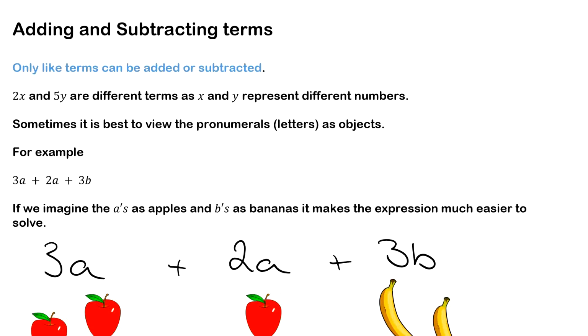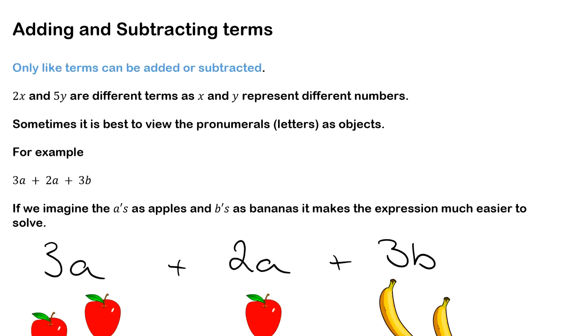In this video, we are going to cover adding and subtracting terms. So when you're adding and subtracting terms, you can only add or subtract what we call like terms. For example, if we had 2x and 5y, these are different terms as x and y represent different numbers. But if we had 2x and 3x, they are like terms because they both involve the same pronumeral or letter.